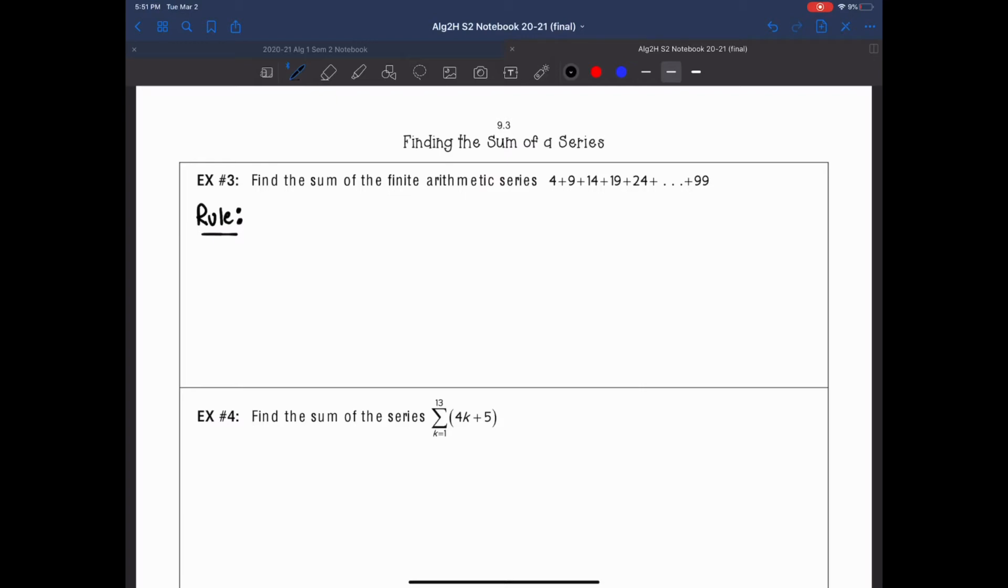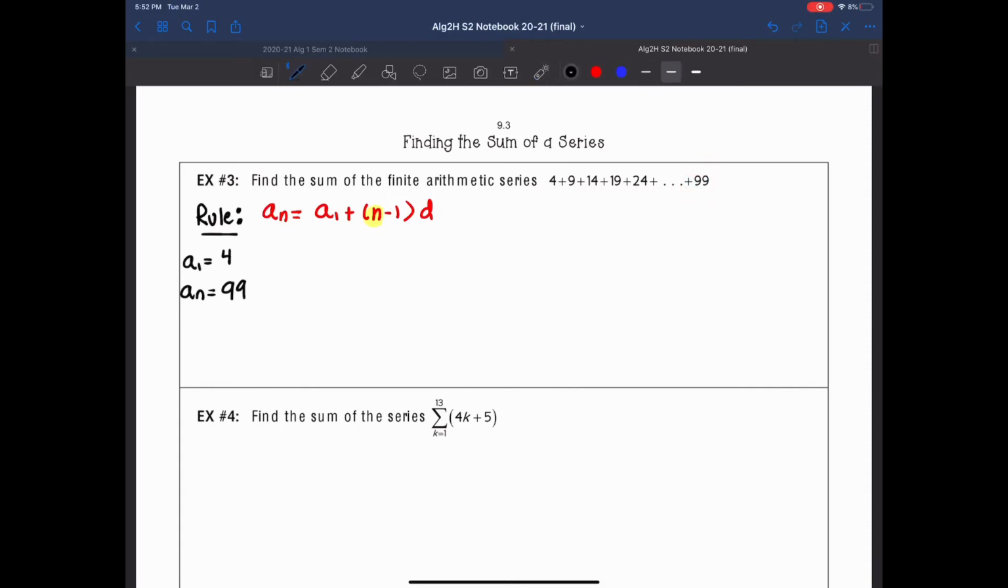I know that the rule for an arithmetic series is a sub n equals a sub 1 plus n minus 1 times the common difference d. Like I said, I already know what all of these things are equal to except for n. So let's go ahead and plug in what we know. Well, we know that a sub 1, the first term, is 4. All right, because that's the first term of the series. We know that a sub n, the last term, is 99.